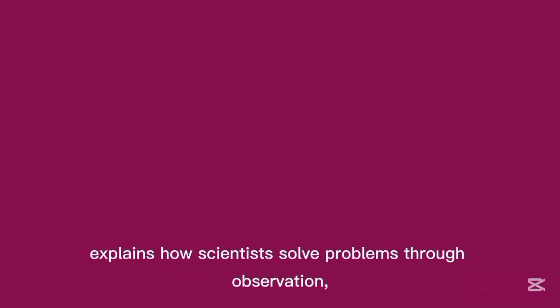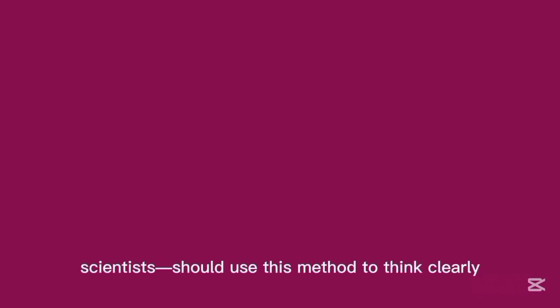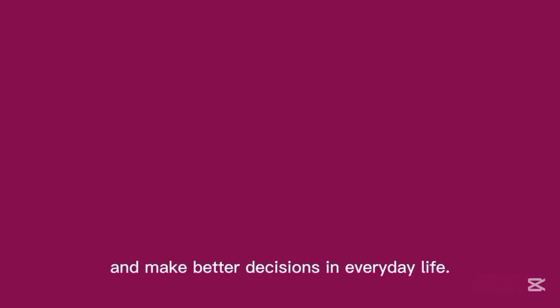Short summary. Using the Scientific Method explains how scientists solve problems through observation, hypothesis, experimentation, and conclusion. The essay shows that this method leads to accurate, reliable knowledge and protects us from errors and superstitions. Holley argues that everyone, not just scientists, should use this method to think clearly and make better decisions in everyday life.